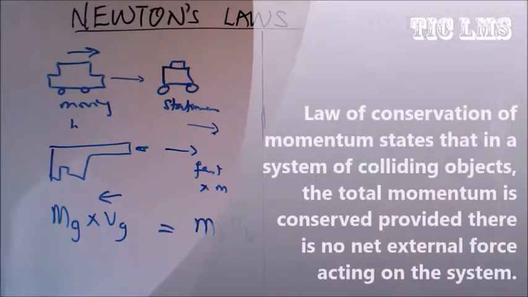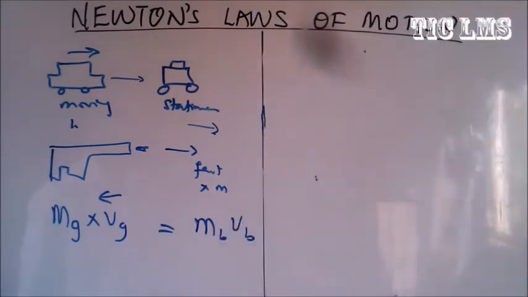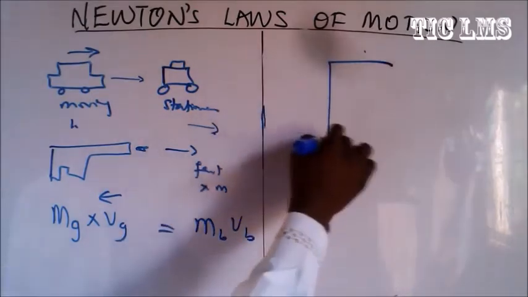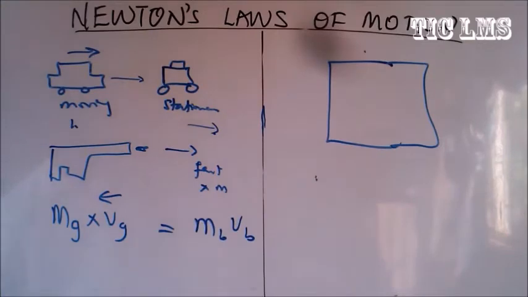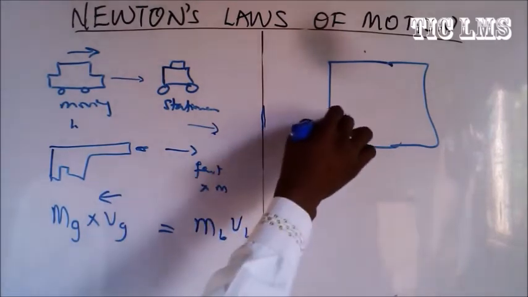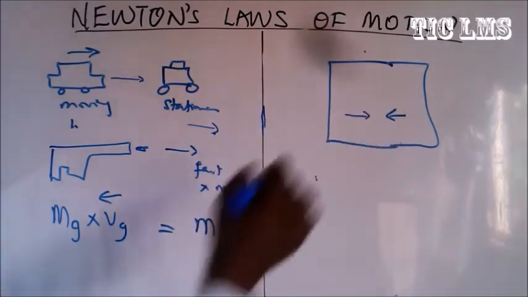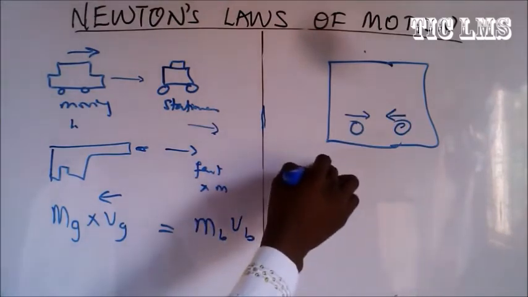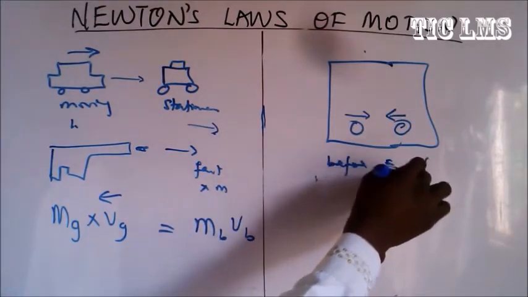It says that in a system of colliding objects, the total momentum is conserved provided there is no net external force acting on the system. Or it can be stated that the total momentum of an isolated or closed system of colliding bodies remains constant. Now what we mean is that when we have a body which is inside a container, this container is closed, meaning there are no external forces that are acting upon it. Now if there is a collision between these two bodies, the momentum before collision is equal to the momentum after collision.